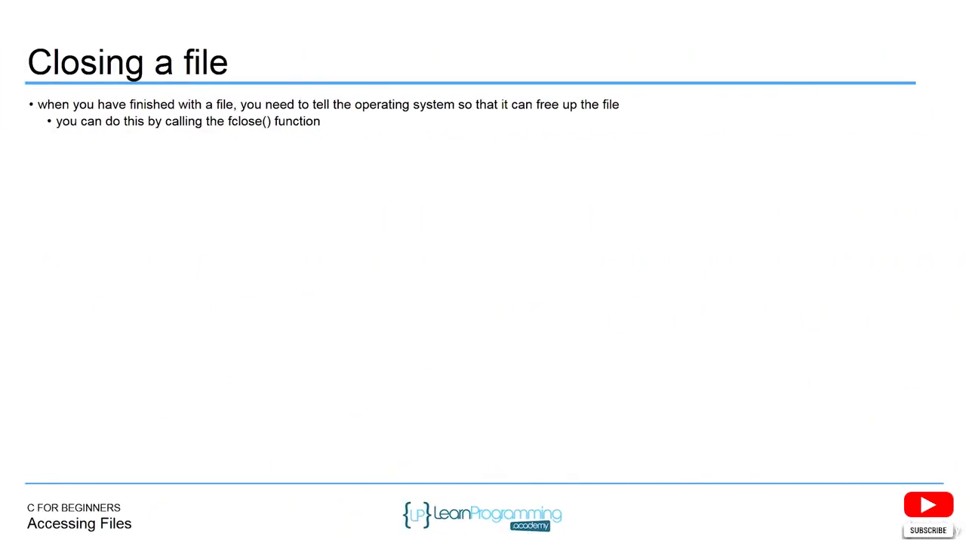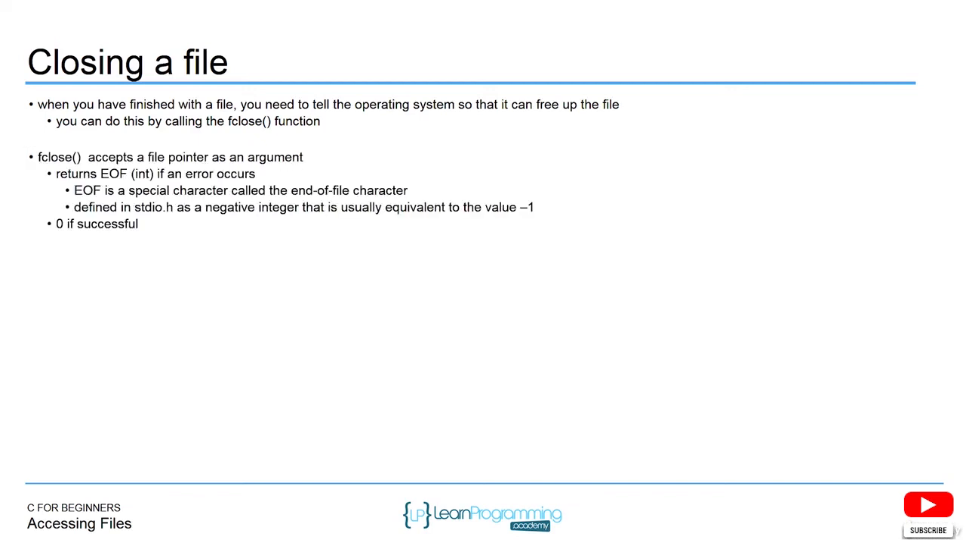You can also close a file, and you'll want to do this whenever you open a file. So when you're done with the file itself, you want to tell the operating system to free up that file. Remember, there's a limit to how many files you can have open at any given time. You can do this by calling the fclose function. Fclose accepts a file pointer as an argument. Remember, the file pointer represents the file. It returns an EOF. EOF is an int. It returns EOF if an error occurs.